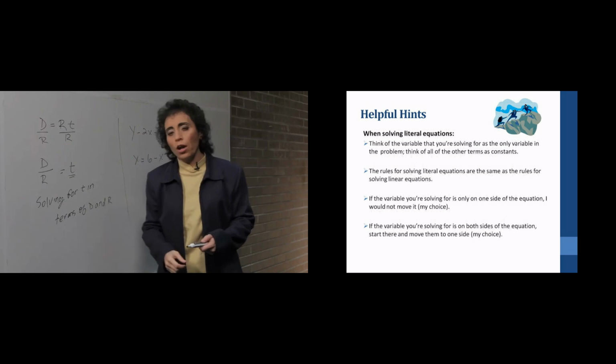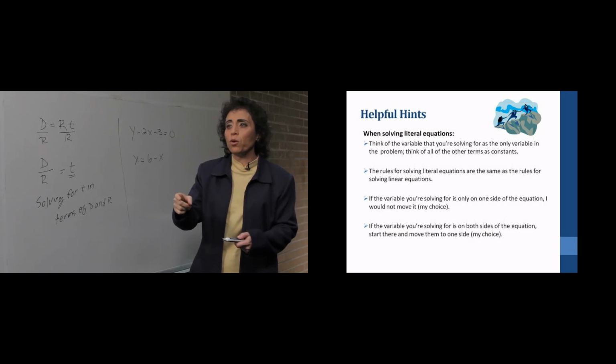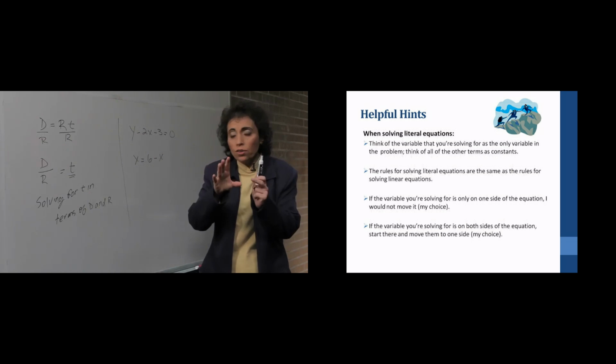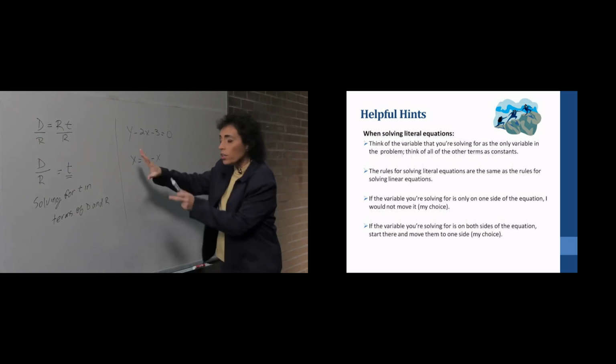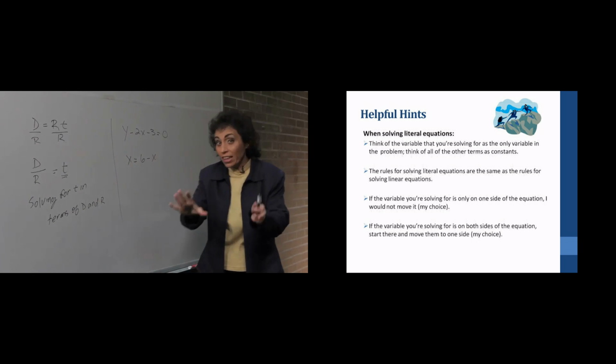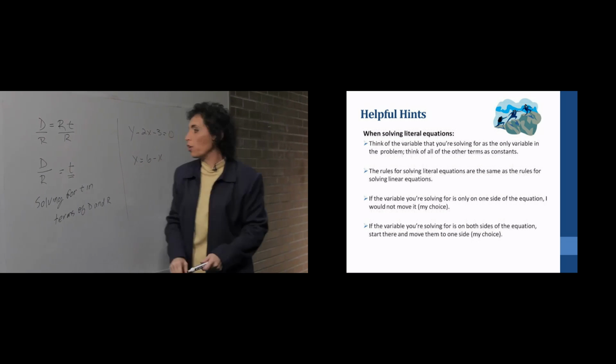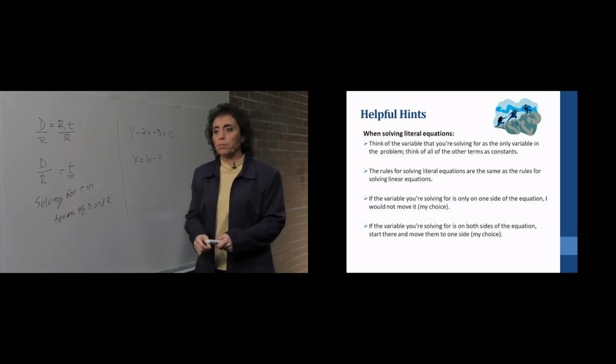And there's another helpful hint there that says if the variable you're solving for is already on one side and it's not on the other side at all, then just leave it there. Don't touch it, because we want it solved for that variable. Okay, so let's do some problems.